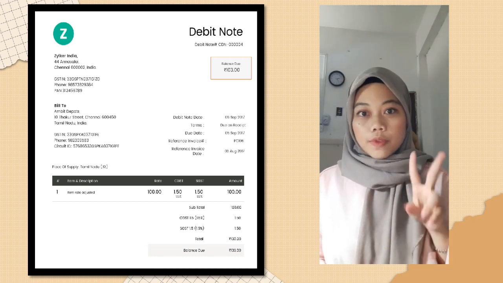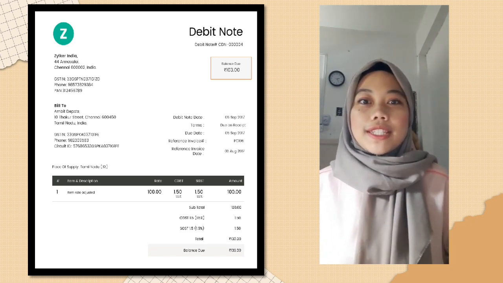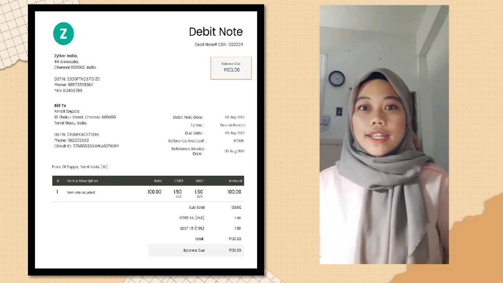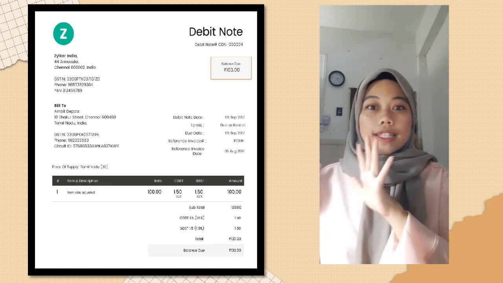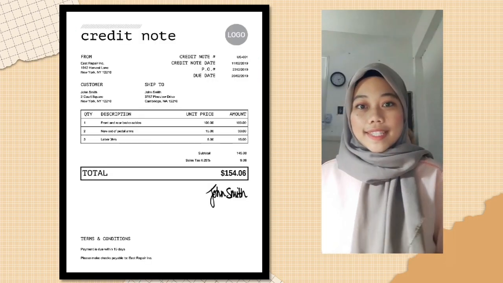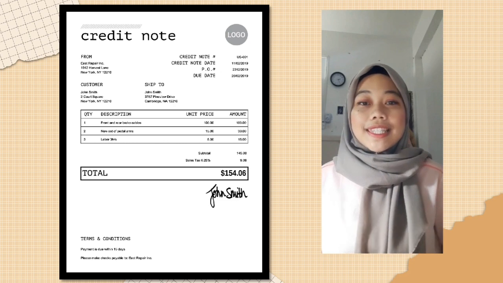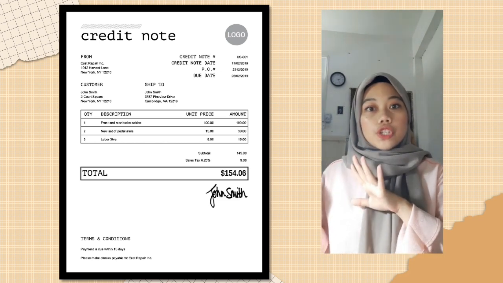So there are 2 types of source documents involved. The first one is debit note, and the second one is credit note. So here is the example of debit note that I took from Google. So this is the source document, which is debit note. The second source document is credit note. This is the example of credit note. I also took these pictures from Google.